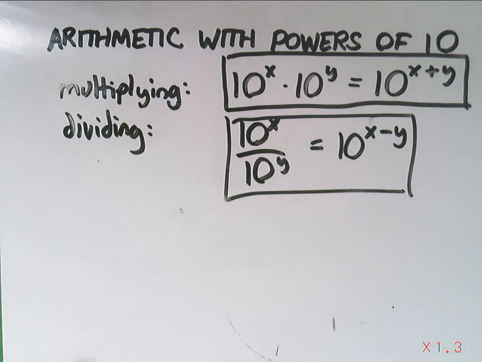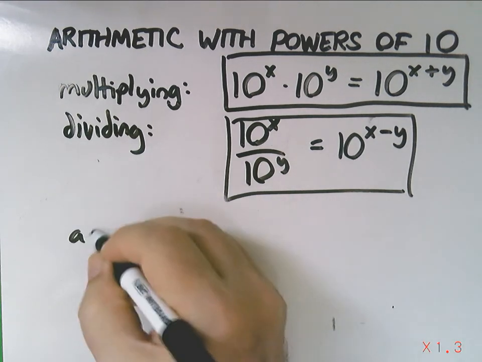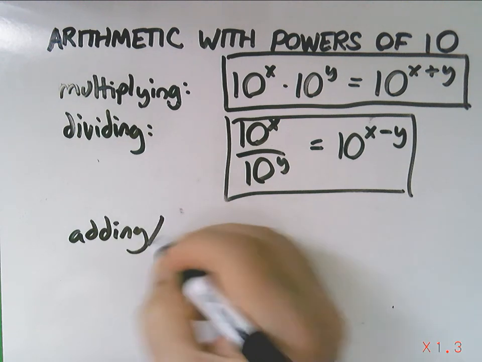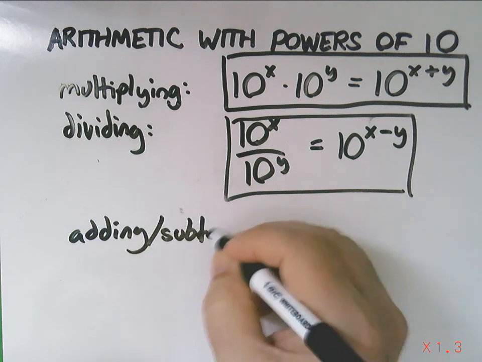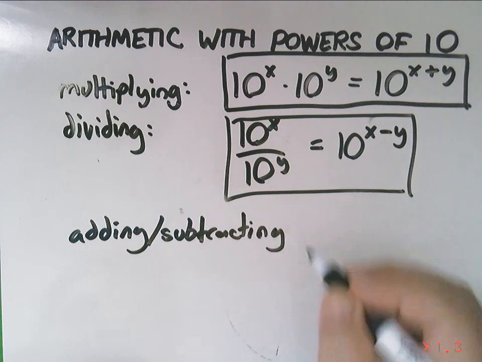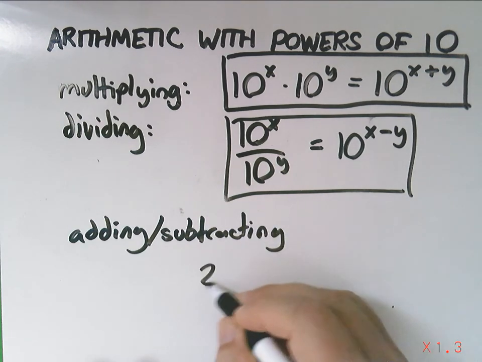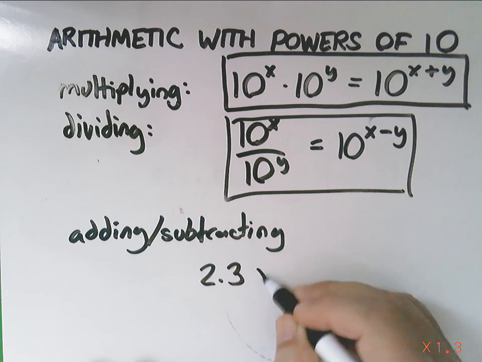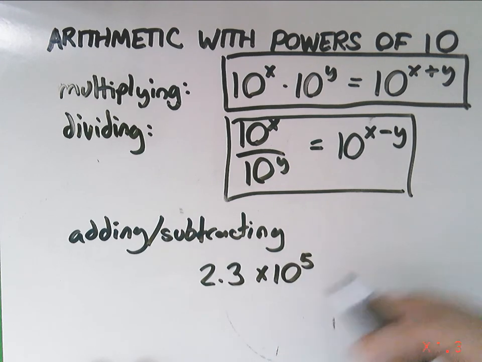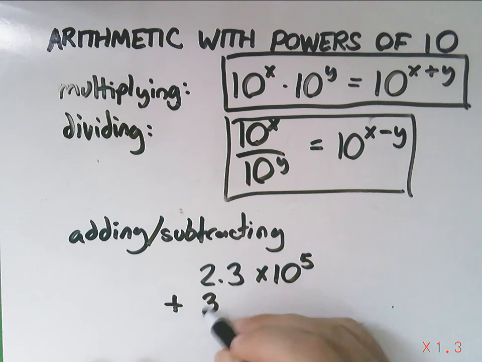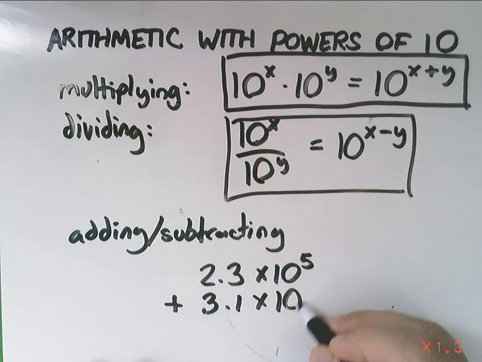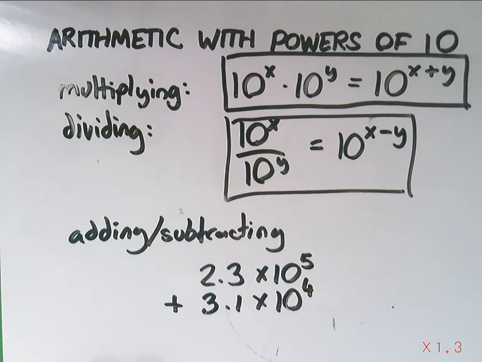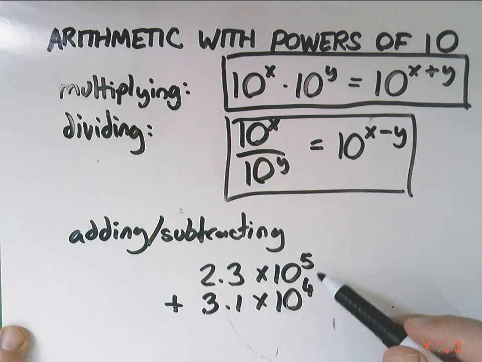Suppose that I want to add two numbers, and I want to keep the significant figures correct. Both of these have two significant figures.